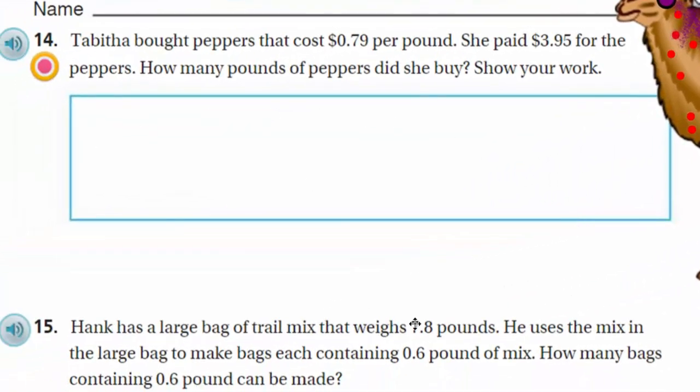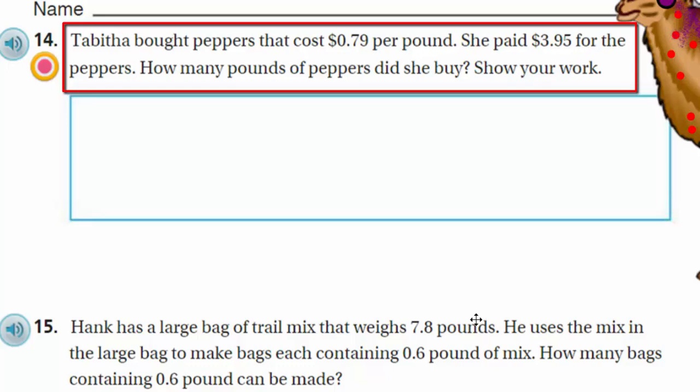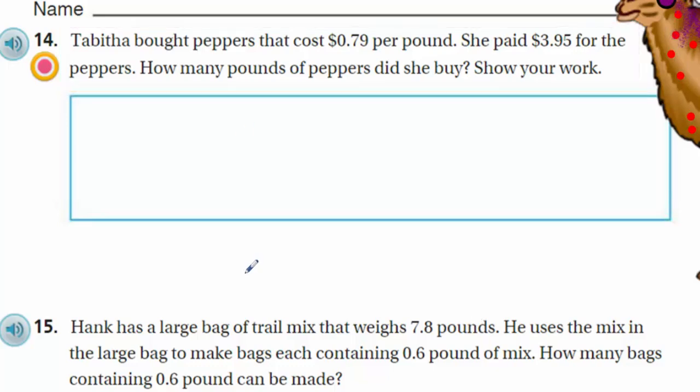Here we go. Tabitha bought peppers that cost 79 cents per pound. She paid $3.95 for the peppers. How many pounds of peppers did she buy? I thought this was going to be like a tongue twister. I think the first thing that we need to do is to understand what the problem is asking.